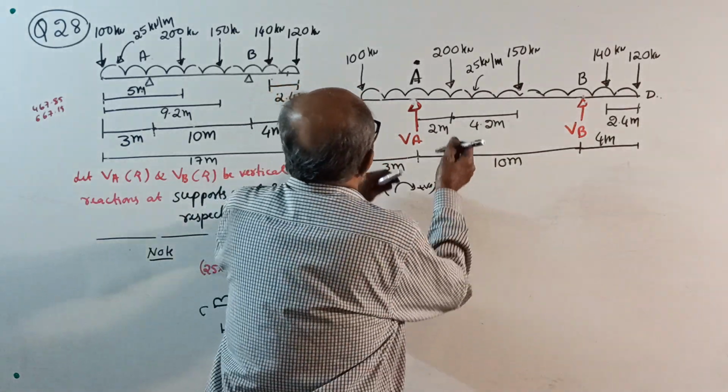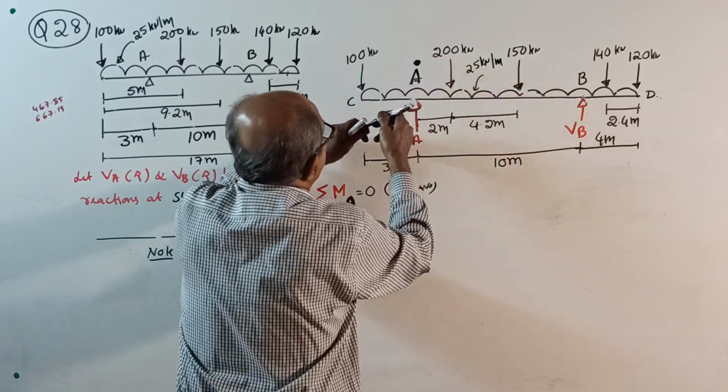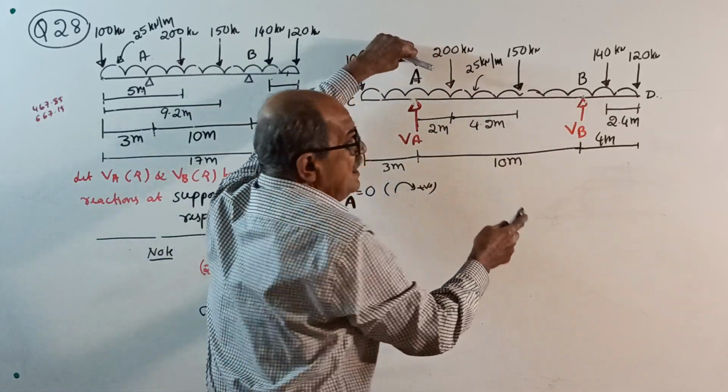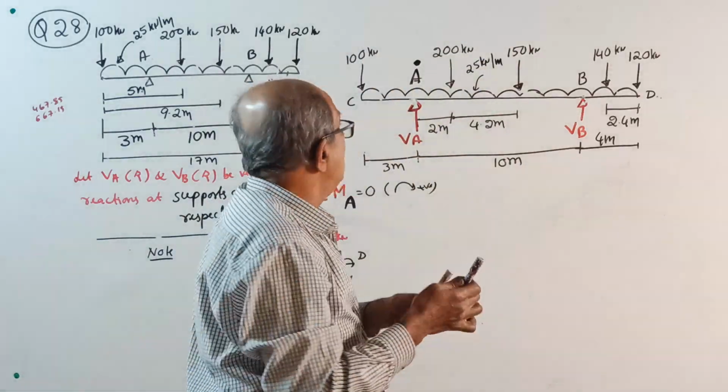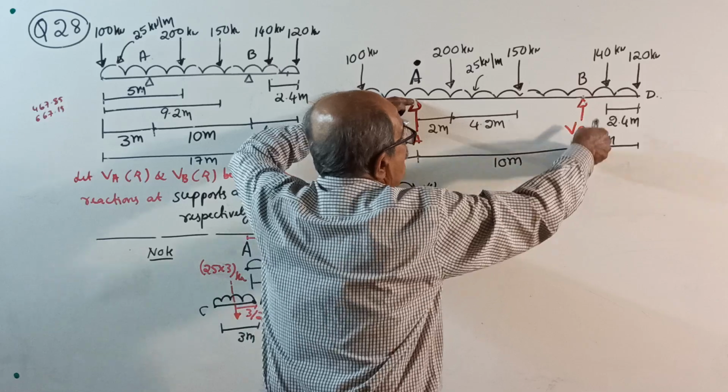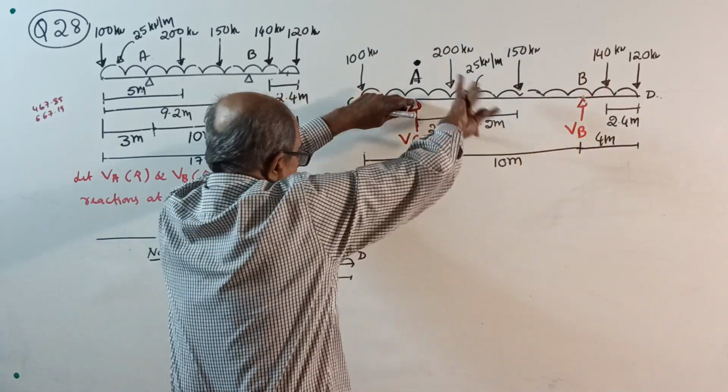Okay, start. Moment about A, thousands of times told for you. Finger should be at A. Every load into distance from A. Okay, start. First unknown, VB into 10, anti-clockwise. This is usual.